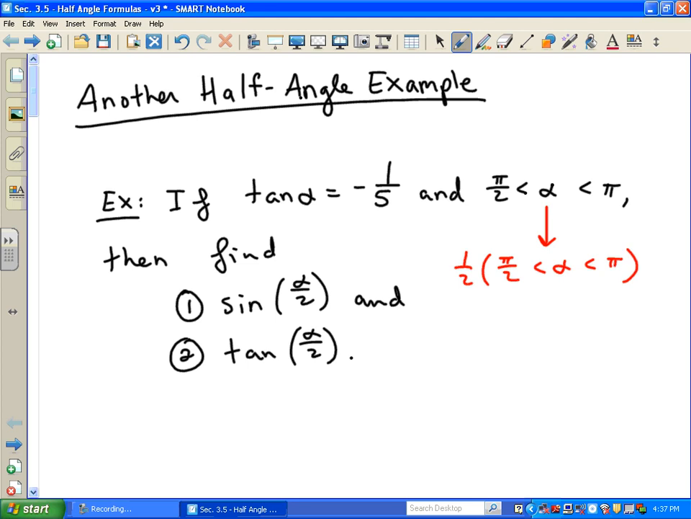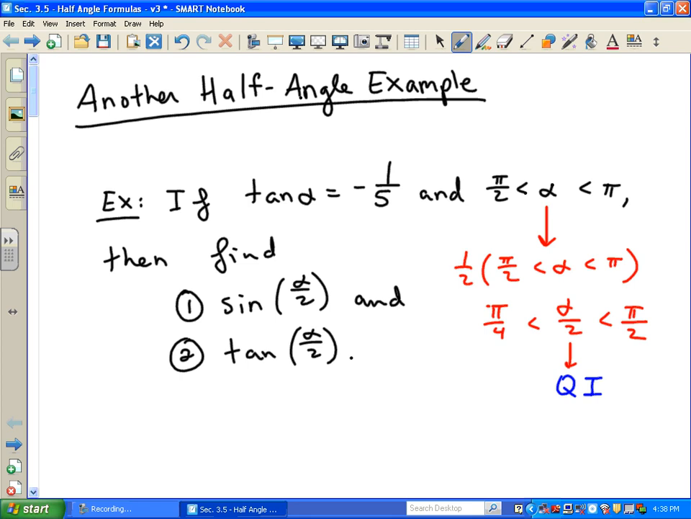A half of pi over 2 is pi over 4. A half of alpha is alpha over 2. And a half of pi is pi over 2. So this tells us that our half angle lies in between pi over 4 and pi over 2. Which quadrant is this located in? This is located in quadrant 1. We know that in between pi over 4 and pi over 2, we must be located in quadrant 1.